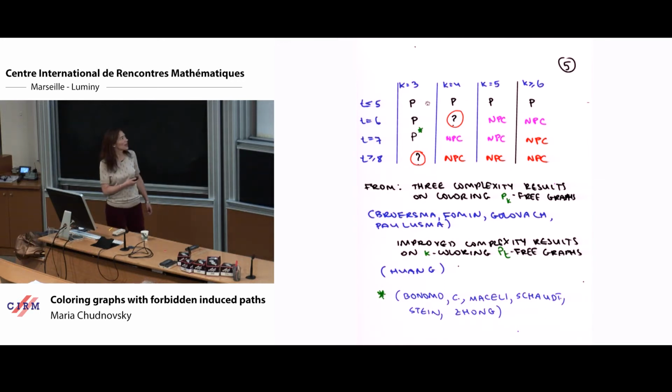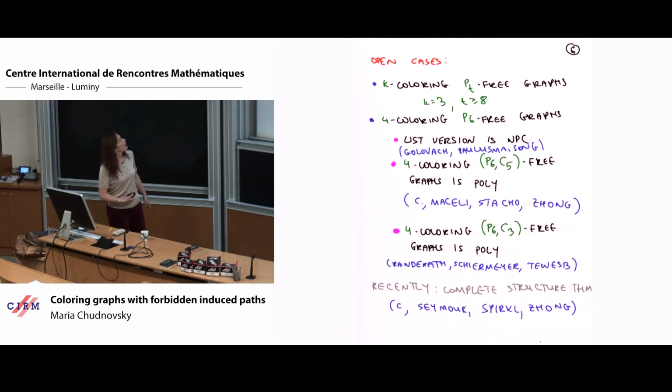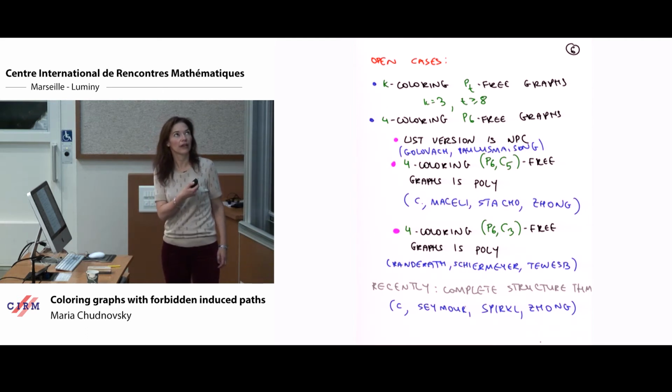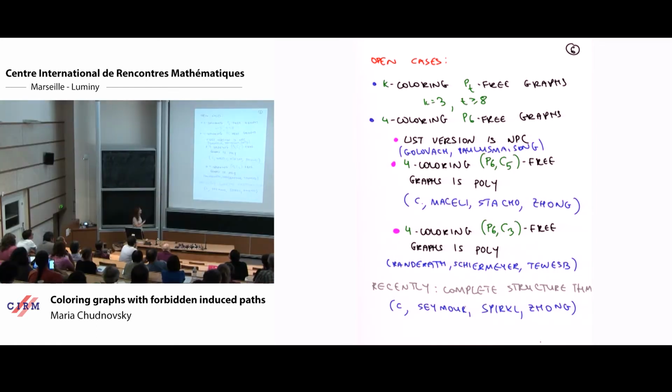On the other hand, Xinwei, who killed all of these cases, has a proof that his method won't work for 3-coloring. So I don't know what it means, a proof that the method won't work, but that's an argument against it being polynomial, against it being NP-complete. But anyway, that's just speculation. All right, so let me talk about open cases a little bit more. I already chatted about 3-coloring with t at least 8. Now what about 4-coloring P6-free graphs?